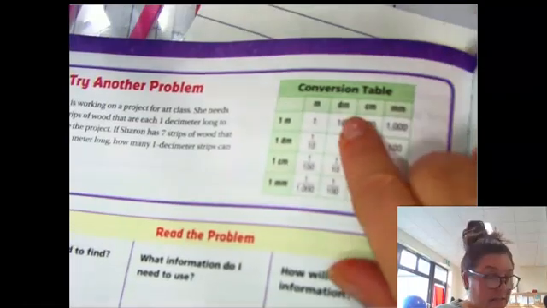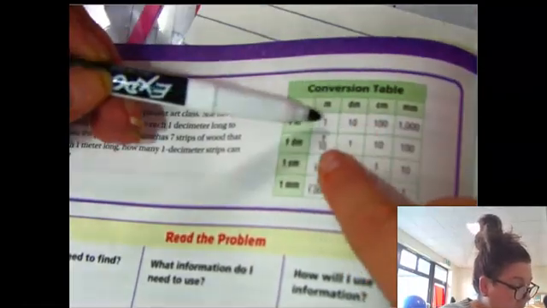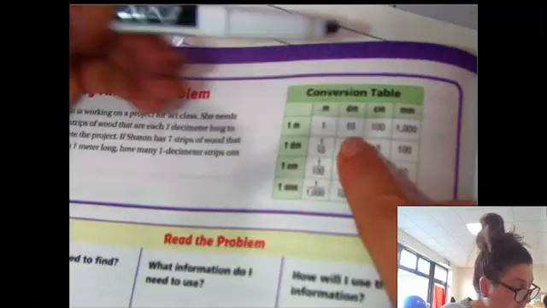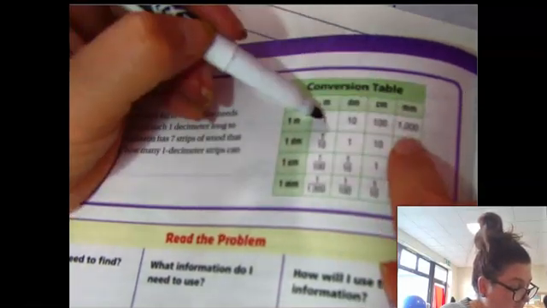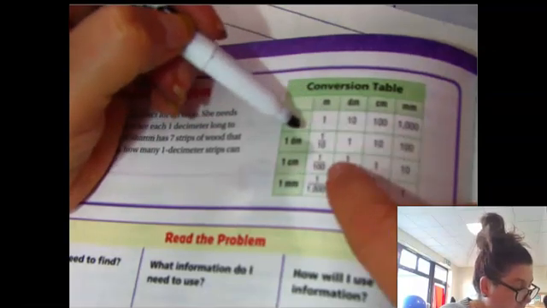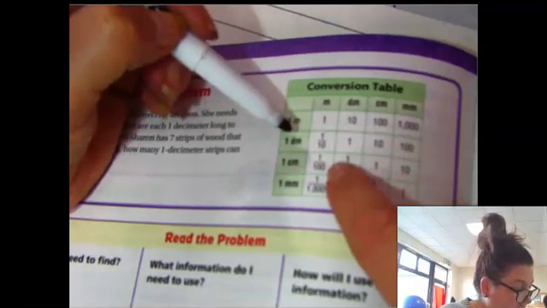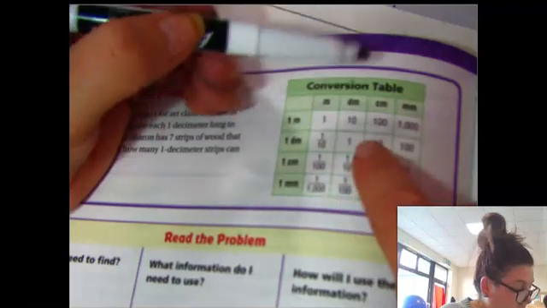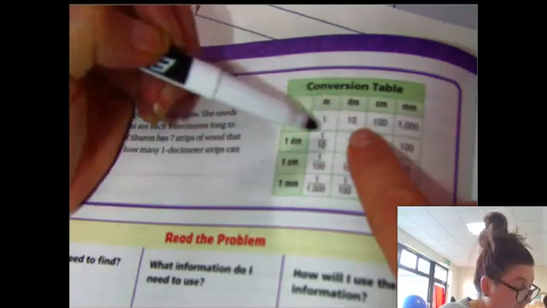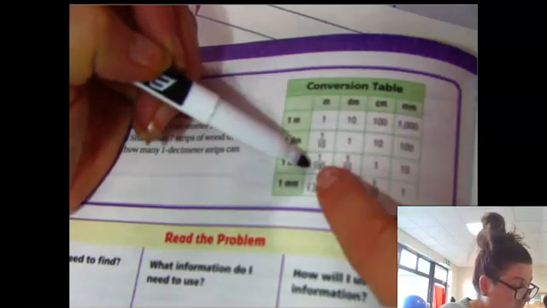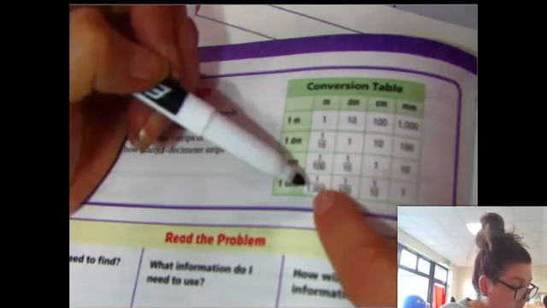All right, try another problem. Again, they're using this conversion chart. 1 meter is what? 10 decimeters. 100 centimeters makes a meter. 1,000 millimeters make a meter. So 1 meter, if I break this up, it'd be 1/10 of it. 1 centimeter is 1/100th of it. 1 millimeter is 1/1000th of it.